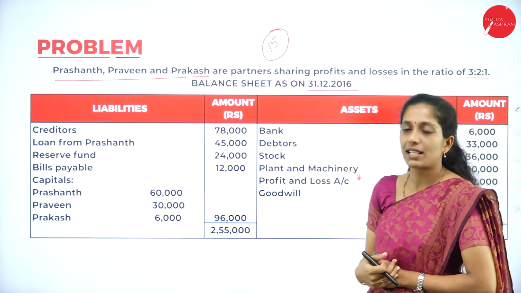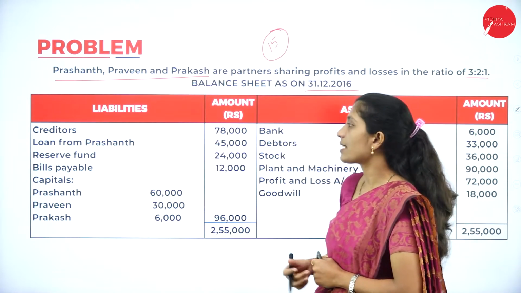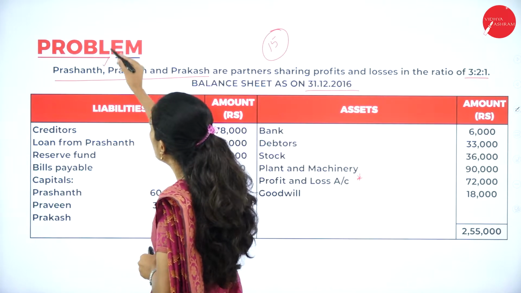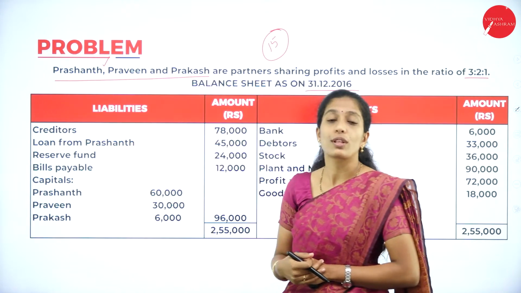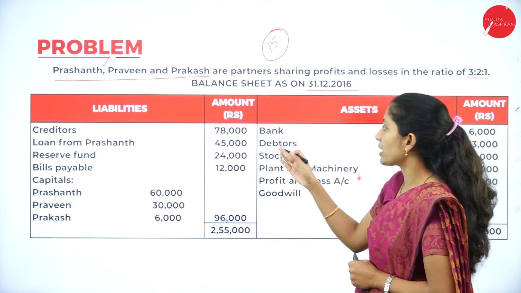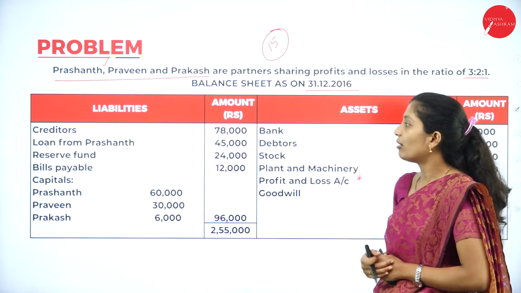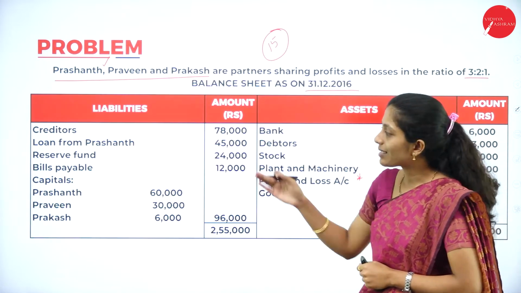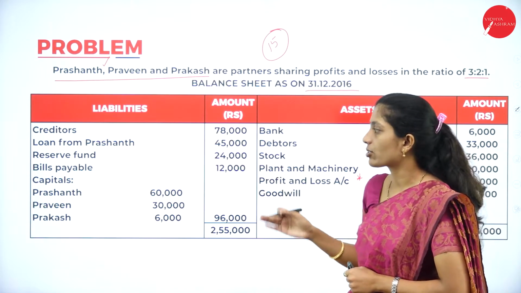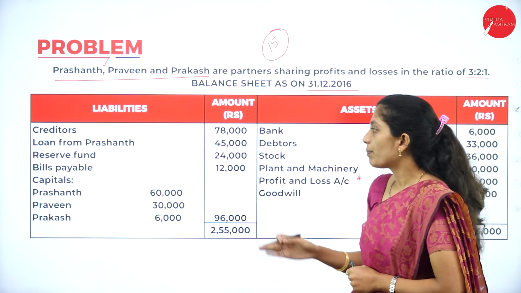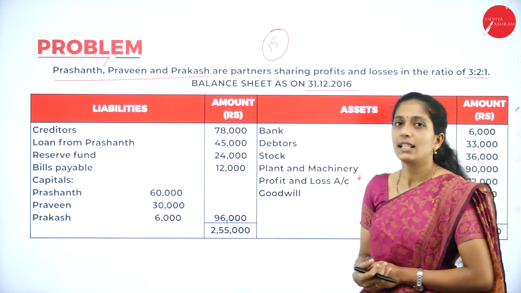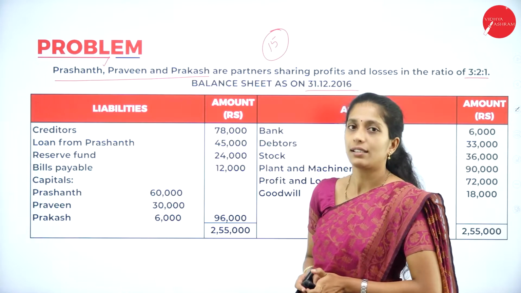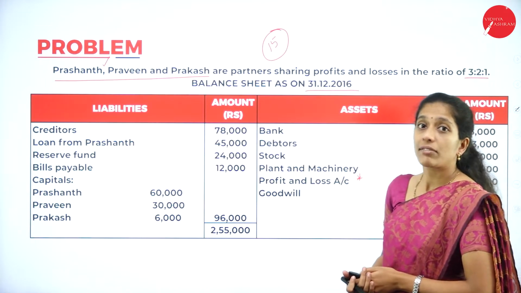Now, coming to the liability side, we have creditors 78,000, loan from Prashant. Now, Prashant is a partner and he has provided a loan to the partnership firm. So loan from Prashant 45,000, reserve fund 24,000, bills payable 12,000. Next, they have given capital of Prashant 60,000, Praveen 30,000, Prakash 6,000. So total 96,000, and the total of both sides is 2,55,000.